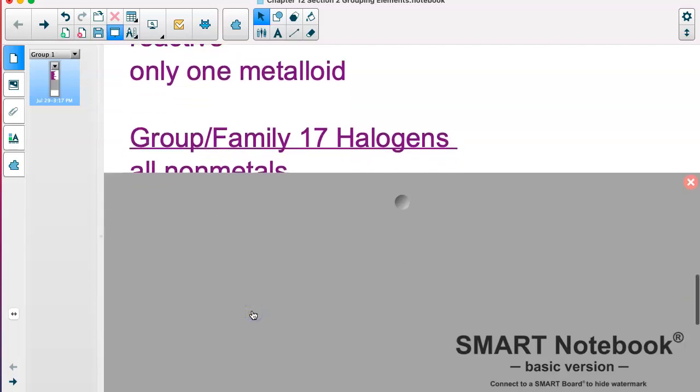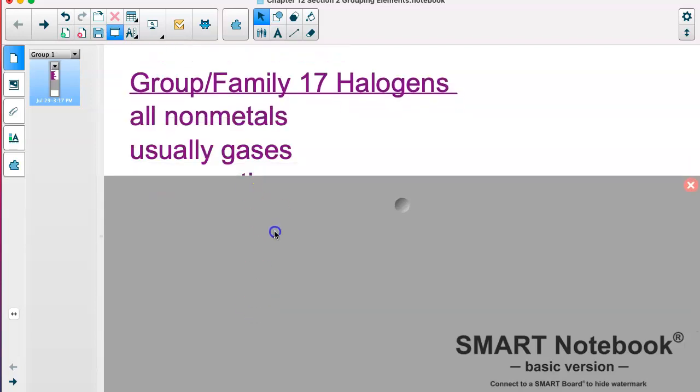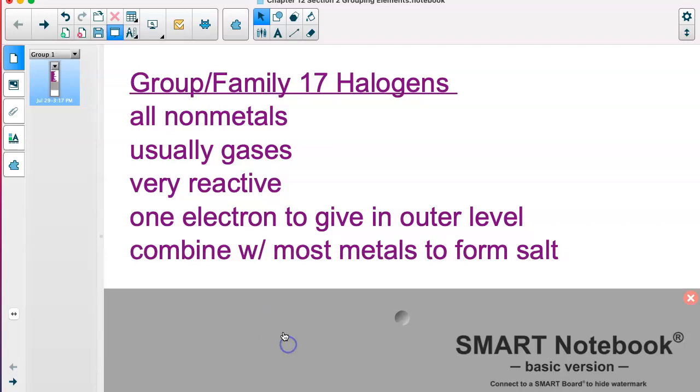And then we have the halogens, which are family 17. Now, I mentioned that a little bit ago. I said family 7. Some periodic tables don't label the transitions with the family, so it would be family 7 on some periodic tables. But on our periodic table in our book, they're family 17. These guys have one electron needed in their outer shell.